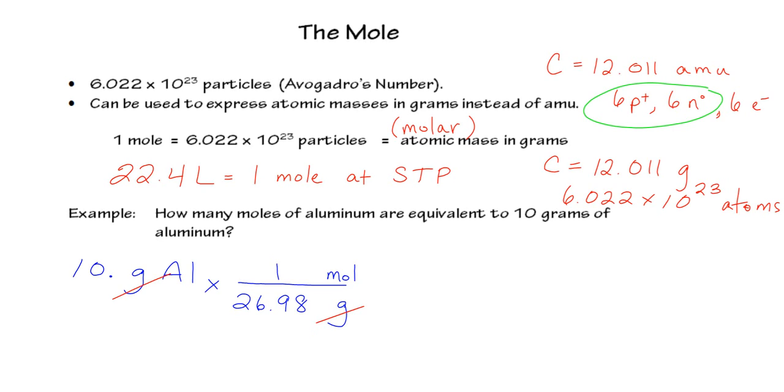And again, when we do sig figs at the end, this molar mass is kind of considered a constant. So I'm not going to use that when I round to sig figs. I'll go back to the amount of sig figs in the original measurement.